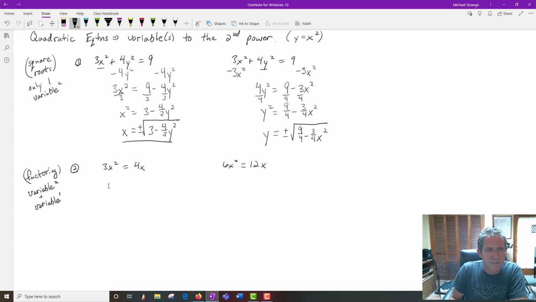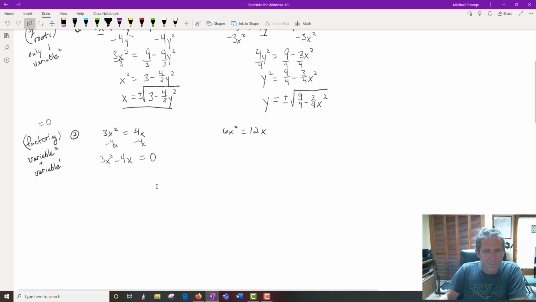To use factoring, it needs to be in the form of equals 0. So we're going to have to move this term over here. We're going to subtract 4x from both sides, keeping in mind these are not like terms. So we get 3x squared minus 4x equals 0. Once I have it in this form, now I can either factor it or use the quadratic formula. You'll see this pops up again.